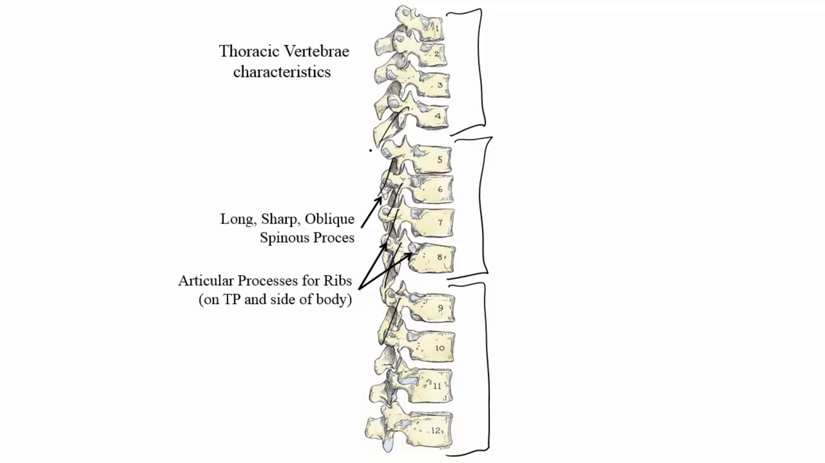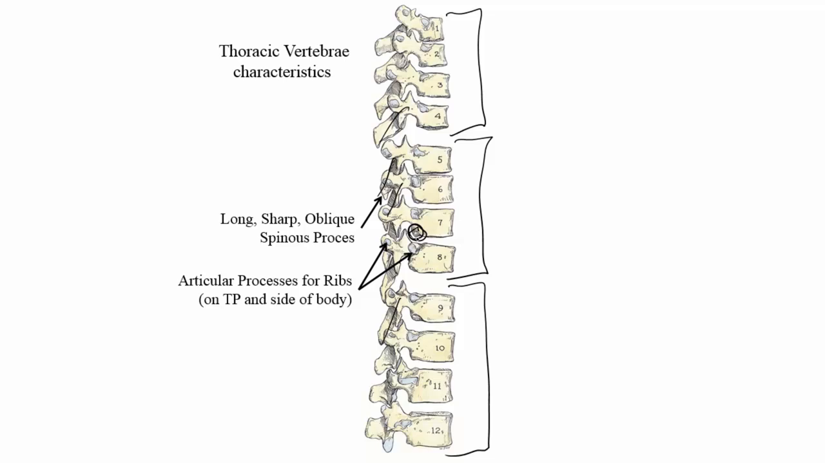So the head of a rib will articulate with the side of the body, and then the neck of the rib will articulate with the transverse process. So the rib will come around that way, a diagrammatic representation of that. Interestingly, the head of the rib, which is usually fairly good sized, can also have some articulation to the side inferior aspect of the body of the vertebrae immediately above.